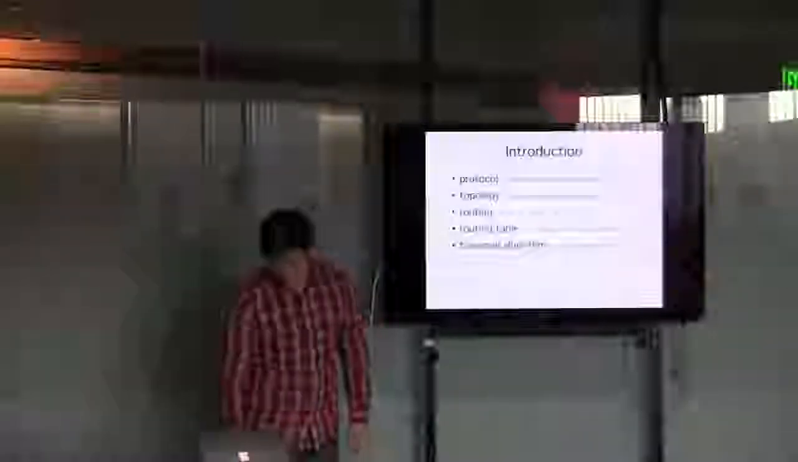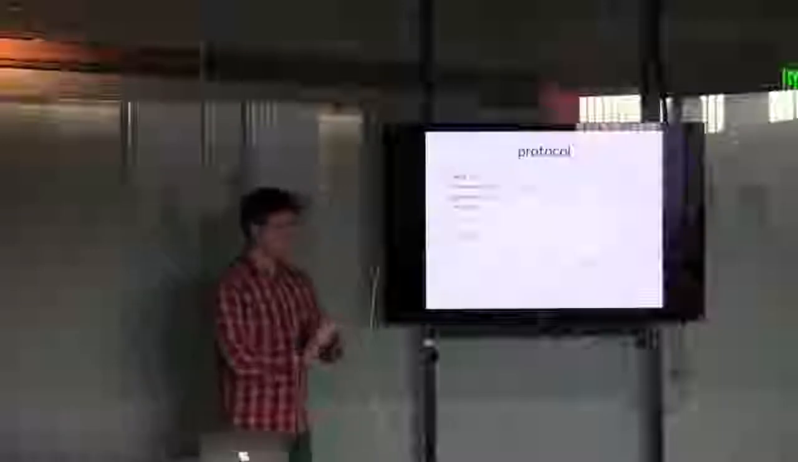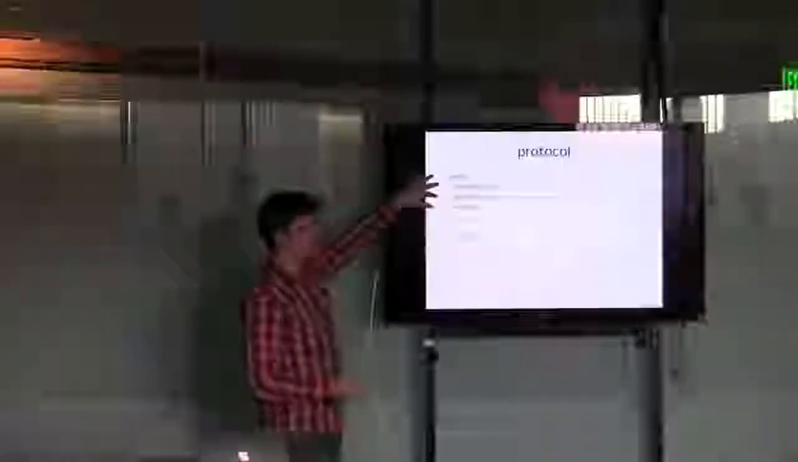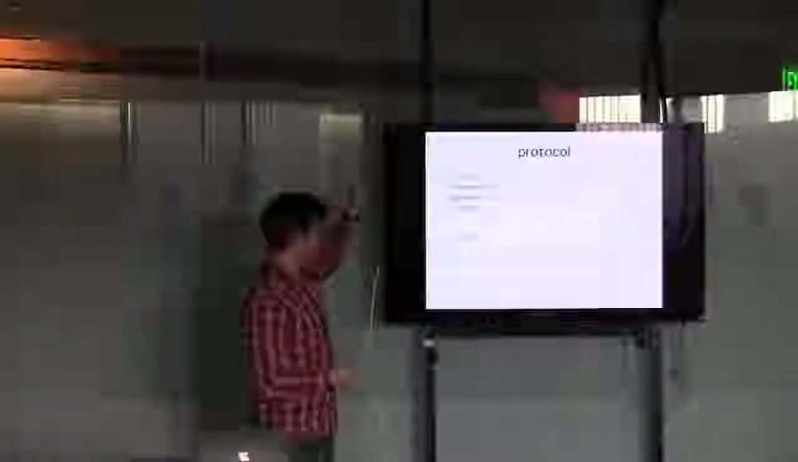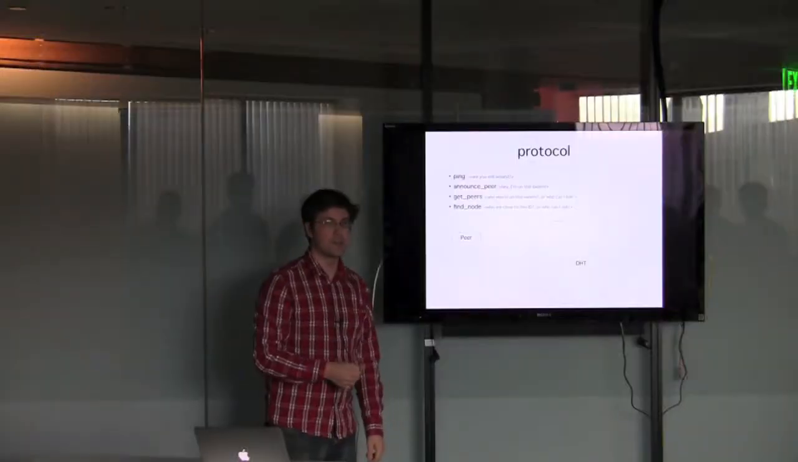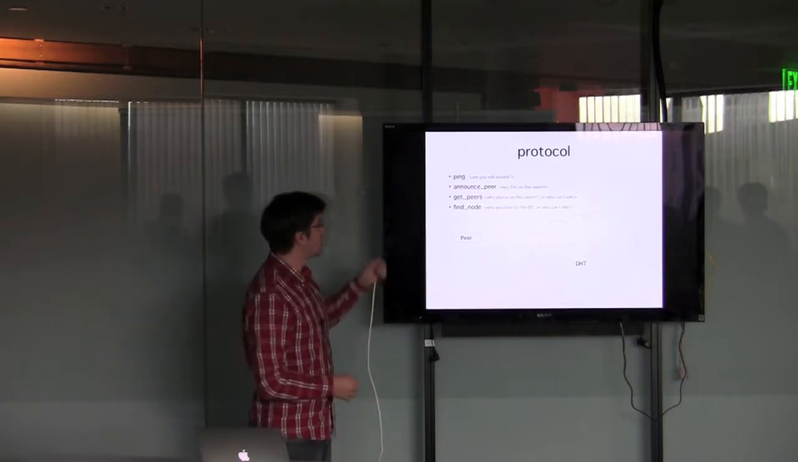So to start with the protocol, there are 4 fundamental messages, or RPCs as they're called, remote procedure calls. Each of these are requests or queries, and they each have a response that you get back when you send one of these to a node in the DHT. Ping is very simple. You just send it to someone, and if they're still there, they will send a response back saying, I'm still here.